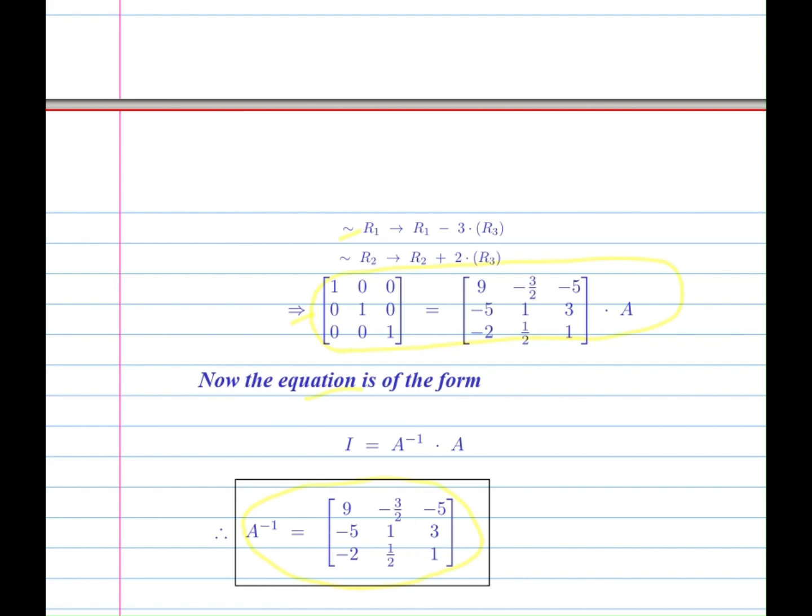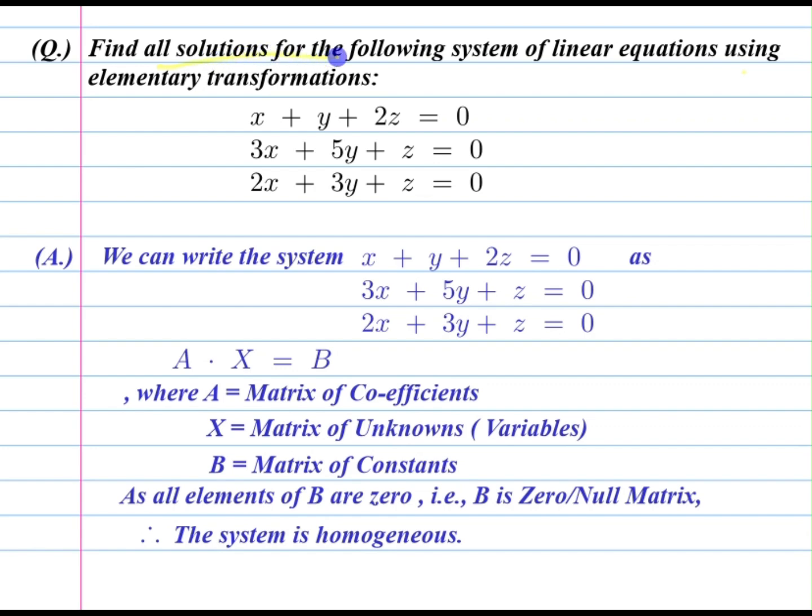In this question, we have to find all solutions for the following system of linear equations using elementary transformation. The system is x plus y plus 2z equal to 0, 3x plus 5y plus z equal to 0, and 2x plus 3y plus z equal to 0. We can write the system as AX equals B, where A is the matrix of coefficients, X is the matrix of unknowns or variables, and B is the matrix of constants. As all elements of B, the constant matrix, are 0, B is a null matrix, so the system is homogeneous.